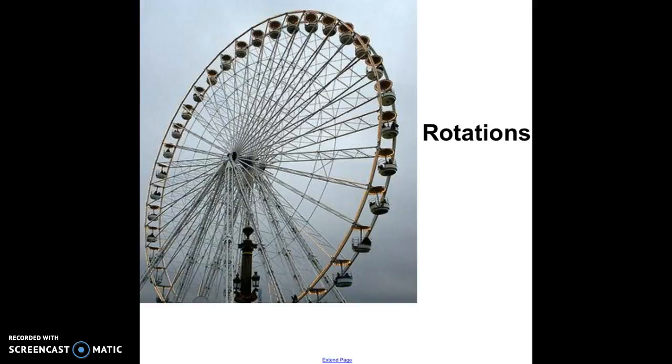We're going to be looking at rotations. This is our final part of our transformations unit. When we're talking about rotations, we're talking about a turn, much like that of a Ferris wheel.